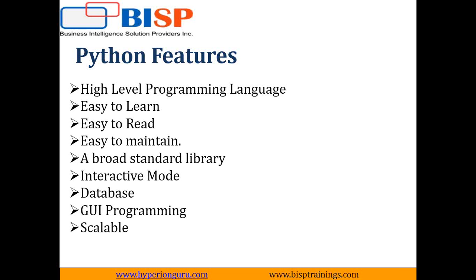Apart from the above mentioned features, Python has a big list of good features. For example, it supports functional and structured programming methods as well as OOPS. It can be used as a scripting language or compiled to bytecode for building large applications. It provides high-level dynamic data types. Python supports automatic garbage collection. This is another feature of Python, garbage collection.